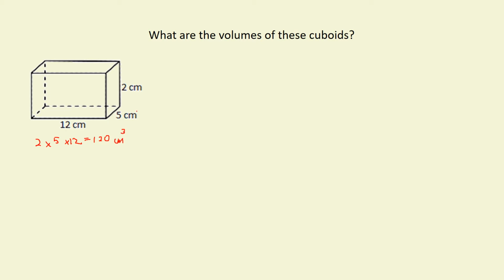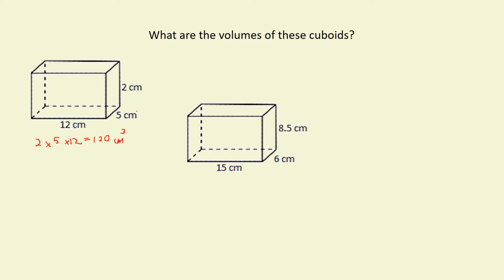We bring up the next one. This one's going to be a bit trickier because we've got to deal with a decimal, but this is probably where you'd reach for your calculator. So we're going to go for 8.5 times 6. You could do it longhand if you wanted to. Times by 15. Multiply all that lot together.